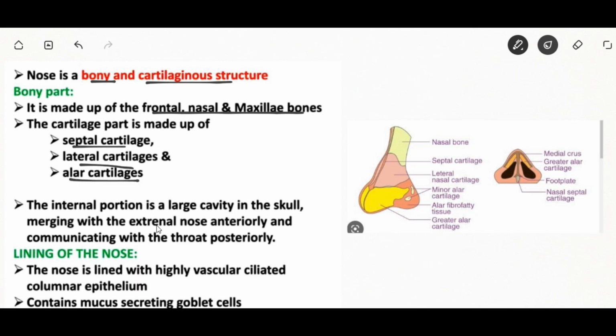Remember, the lining of the nose is lined by highly vascular ciliated columnar epithelium. Remember it for your entrance exam, it contains mucus secreting goblet cells. So this is the structure of the nose.